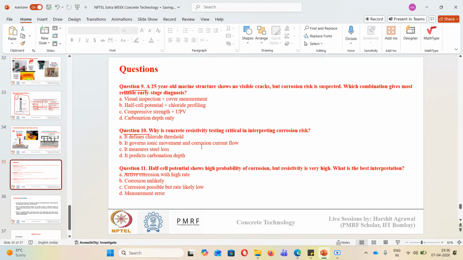These are very simple questions, you just try to quickly answer this question, Shreyash. Question number 9: a 25-year-old marine structure was showing no visible cracks, but corrosion risk is still suspected. Which of the following combinations gives the most reliable estimate for early stage diagnosis? If I know that there is no cracking but still there is risk of corrosion inside, then what testing combination should I use to assess the structure? And I know the structure is located in a marine environment.